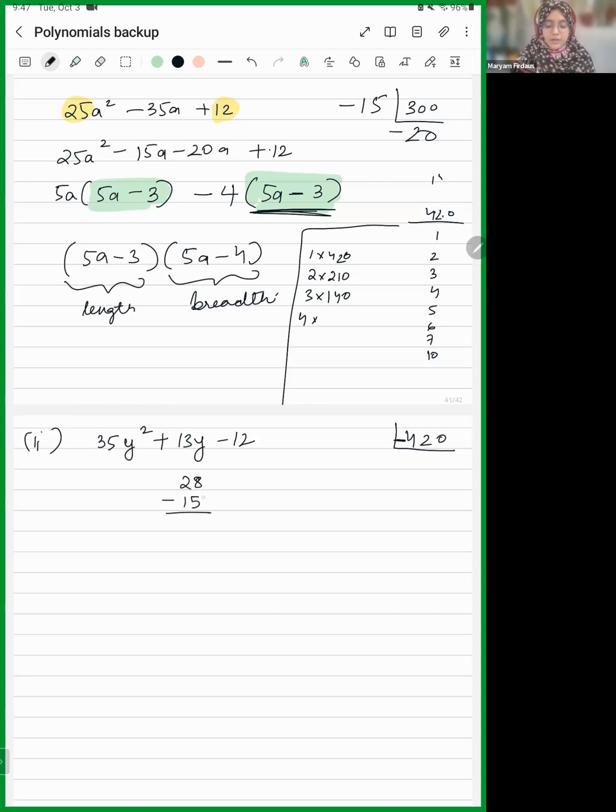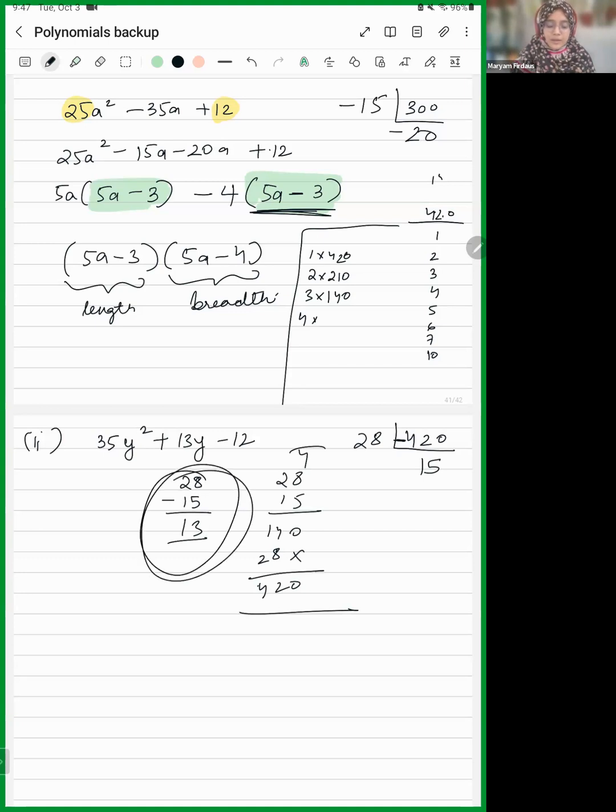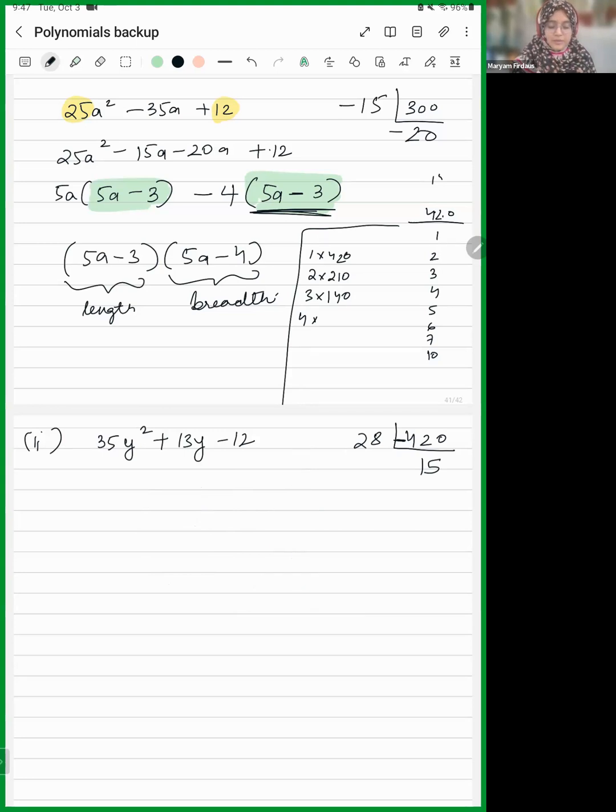Is 13. And what is 28 into 15? What is 28 into 15? Okay, so 28 into 15 is giving us 420, and 28 minus 15 is 13. So we can go with 28 and 15. So 35y square plus, or we can say minus 15y plus 28y minus 12.